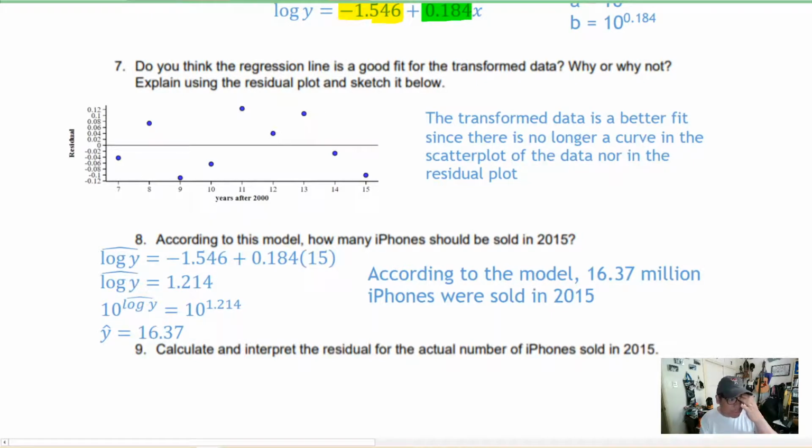I would do all this exponentiation stuff after I've calculated. It is a little bit easier to do it this way. So let's take a look. We're supposed to calculate and interpret the residual for the actual number of iPhones sold in 2015.